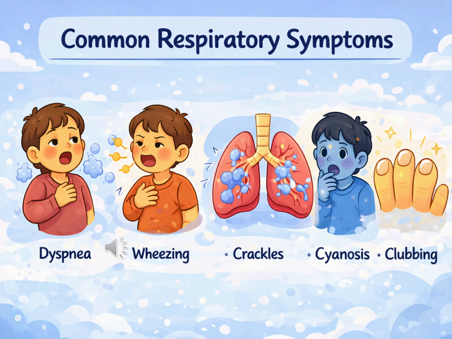Common abnormal respiratory findings include dyspnea, wheezing, crackles, stridor, and cyanosis. Wheezing suggests narrowed airways and is most often associated with obstructive disorders like asthma or COPD. Crackles indicate fluid in the alveoli or alveolar collapse, commonly seen in pneumonia, pulmonary edema, fibrosis, or heart failure.